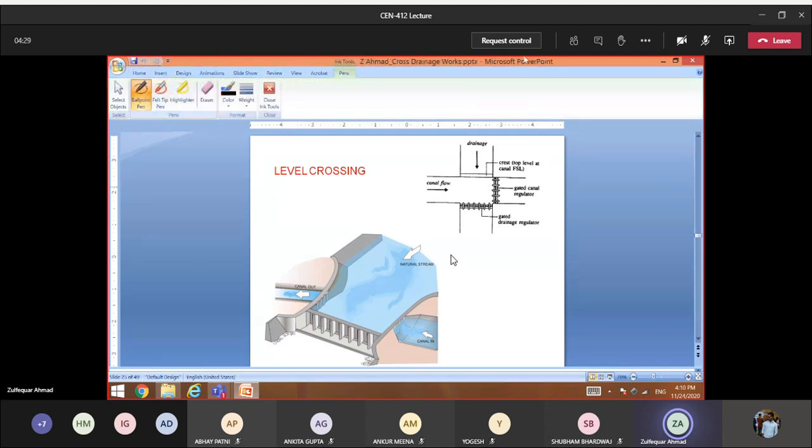sketch, this is the drain which is coming. This is the drain, and this one is a canal, right? And both are at the same level. So what is being done is the regulator is being provided across the canal and also across the drain. And depending on how much discharge you have to take in the drain, you have to regulate that, and you can get the discharge in the drain and also in the canal. So this is the cross drainage level crossing.